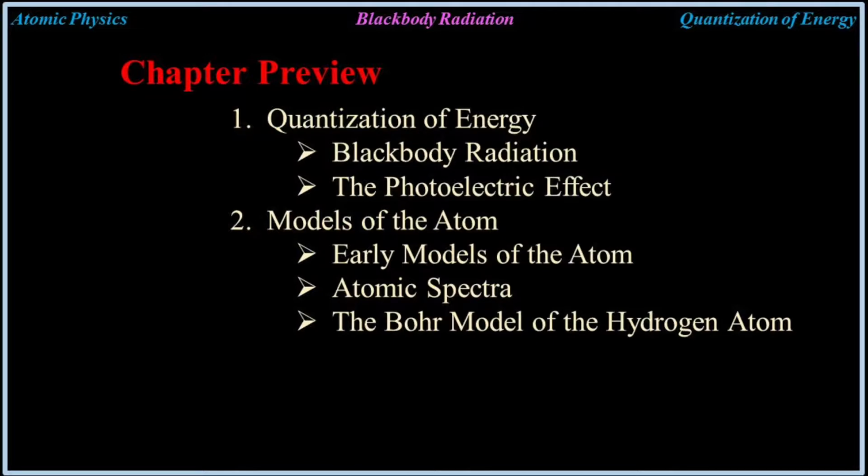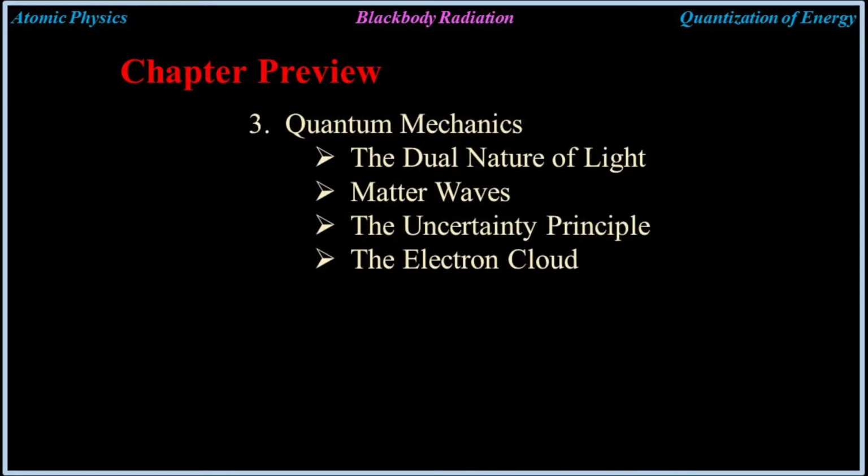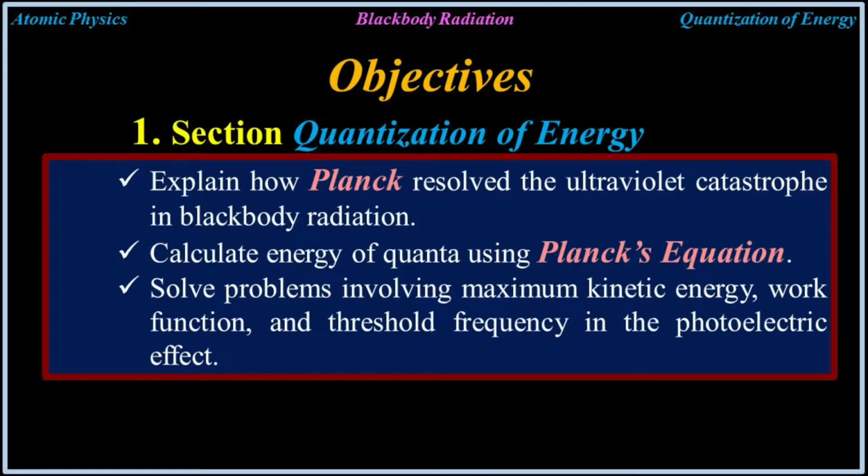Preview of the chapter. There are 3 sections. Section 1 is broken into 2 subsections. Quantization of energy is broken into black body radiation and the photoelectric effect. Section 2, Models of the Atom, is broken into early models of the atom, atomic spectra, and the Bohr model of the hydrogen atom. Section 3 is broken into 4 subsections: the dual nature of light, matter, waves, the uncertainty principle, and the electron cloud. That's quantum mechanics, section 3.